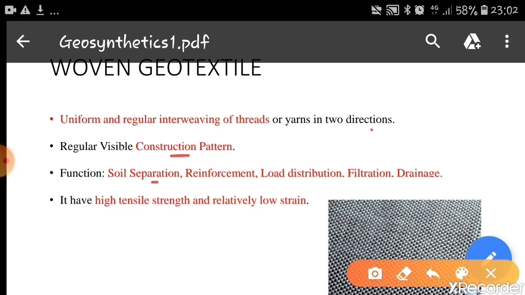Again their functions are soil separation, they can be used as a reinforcement, as a load distribution barrier, and as filtration and drainage. Here it has high tensile strength and relatively low strain. It is strong in tension, that's why it has high tensile strength and relatively low strain. That's why it is successfully used as a reinforcement barrier.